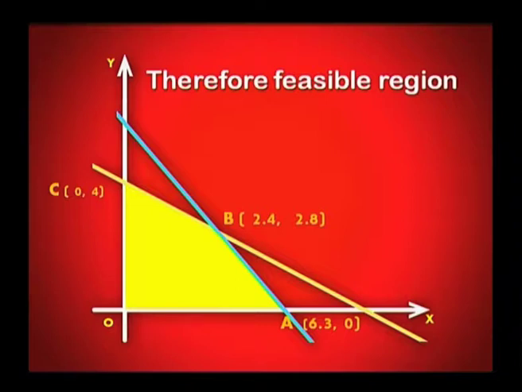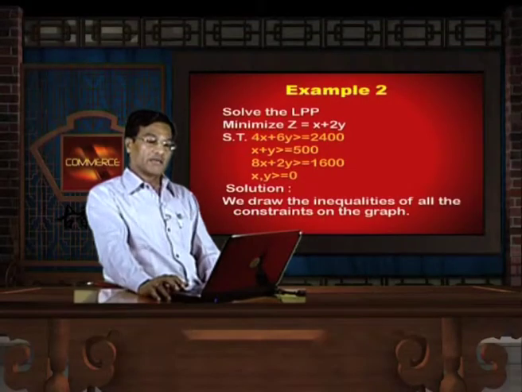The maximum value is at one point, and the values of x and y and the maximum value of z are given at this point. Now, we will discuss another example.